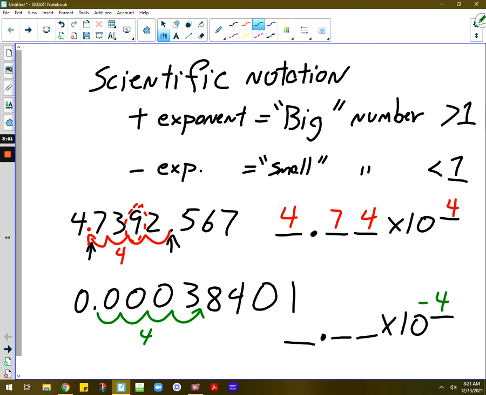And I'm going to go with these digits right here. And I don't have to round because the 0 is not going to cause me to round, so it's going to be 3.84 times 10 to the negative 4.